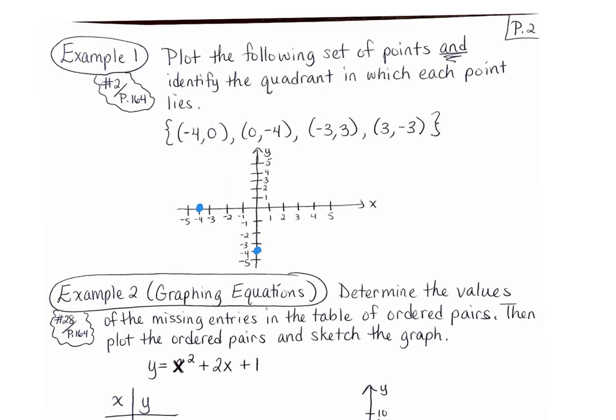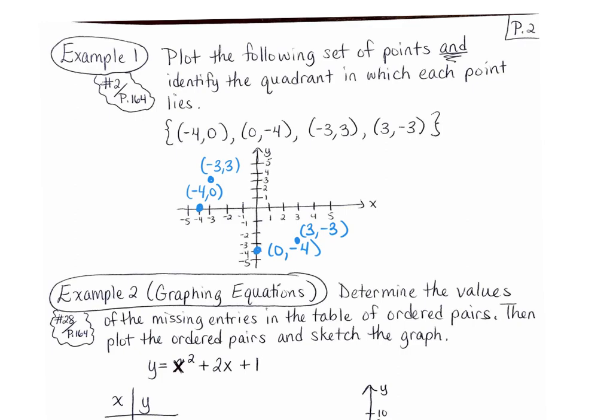Okay? So we can label them. Labeling is important. So let's label. You have -3, 3. What quadrant is that in? 2. Good. So we go over left 3. How many we go up? 3 as well. Good. And then 3, -3 is in what quadrant? 4. So we go right 3 and where? Down 3. Good. Okay. So that's example 1. Questions?